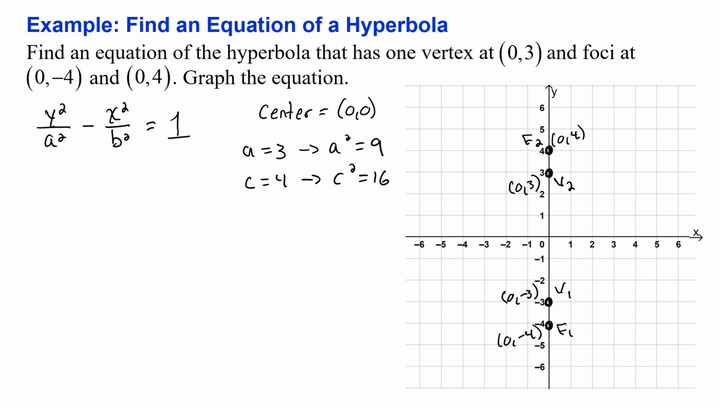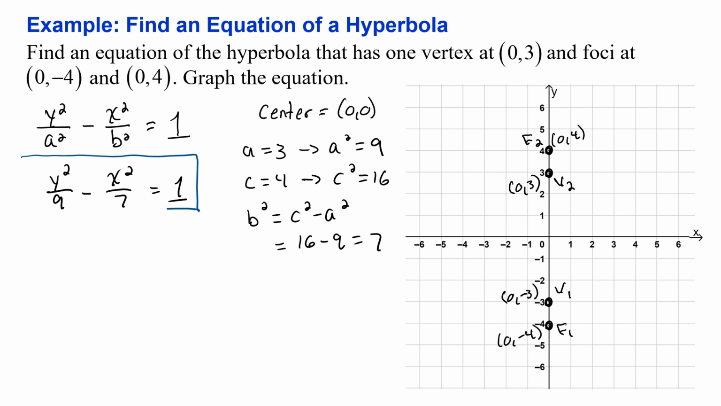Now we need to find the value of b squared. So for a hyperbola, b squared is equal to c squared minus a squared, which equals 16 minus 9, or 7. So for the general equation of the hyperbola, y squared divided by a squared minus x squared divided by b squared equals 1, we can write y squared divided by 9 minus x squared divided by 7 equals 1. Thus we have found an equation of the hyperbola as requested in the problem statement.